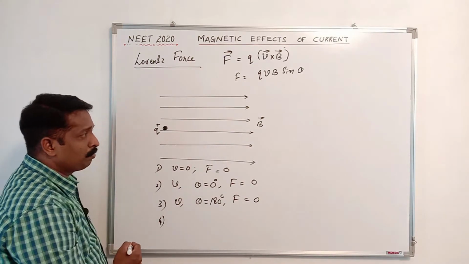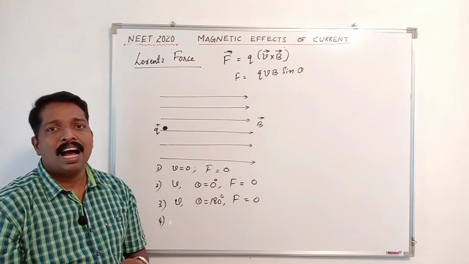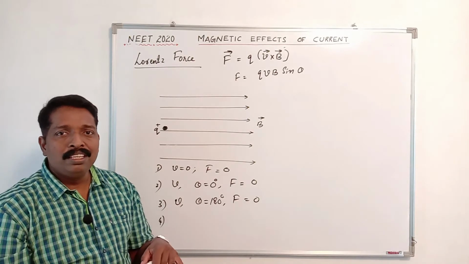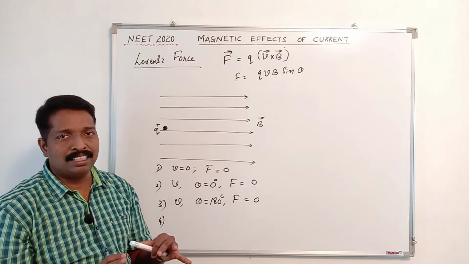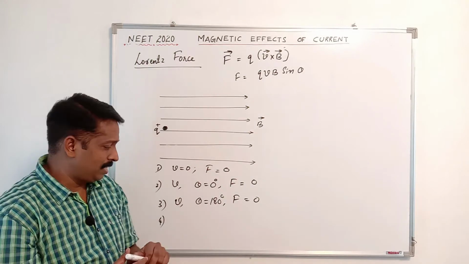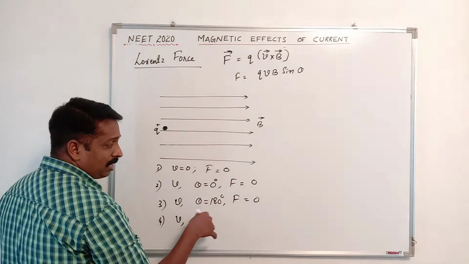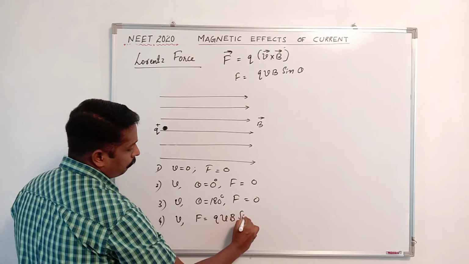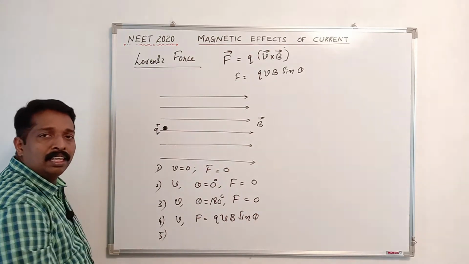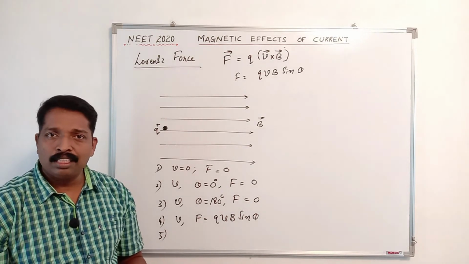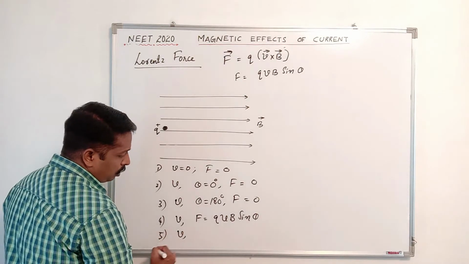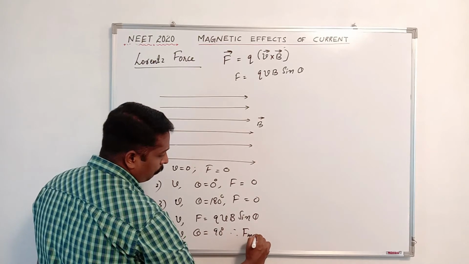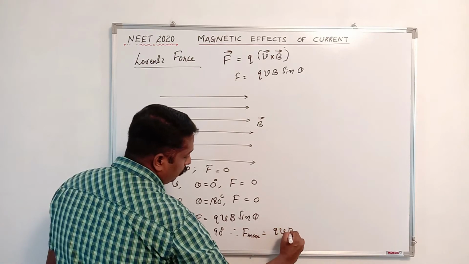And in the fourth case, if the charge is projected with a velocity v at an angle other than 0 or 180, then it experiences a force. That force is magnetic Lorentz force QVB sine theta. So theta other than 0 or 180, that means F is equal to QVB sine theta. Then fifth case, if the charge is projected at right angles to the direction of magnetic field with a velocity v, that is theta is equal to 90 degree, therefore F will be maximum, that maximum force is QVB.